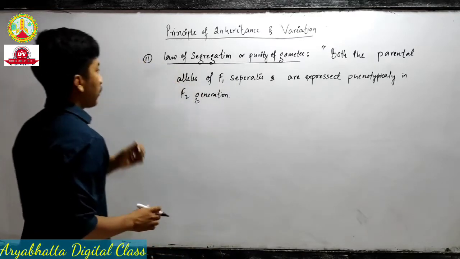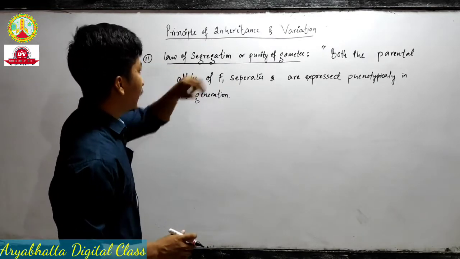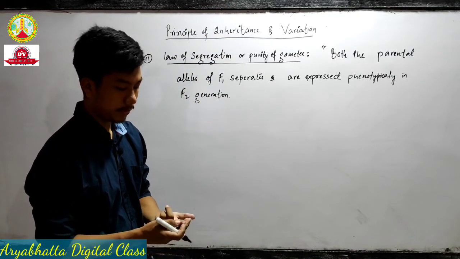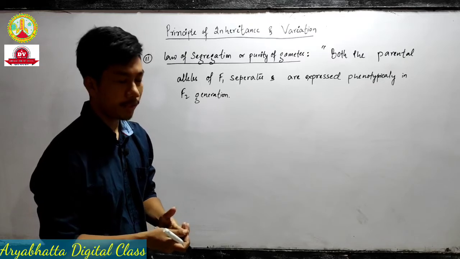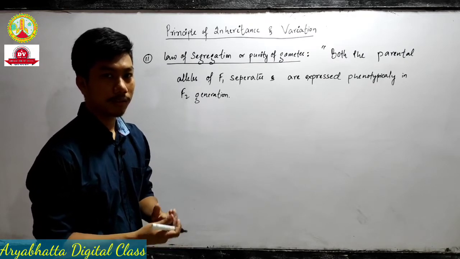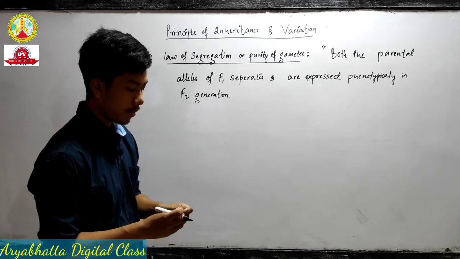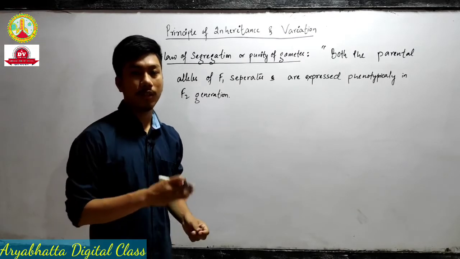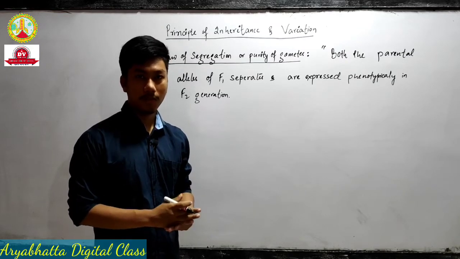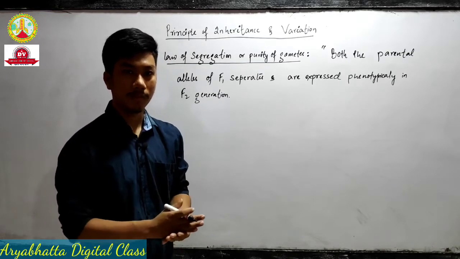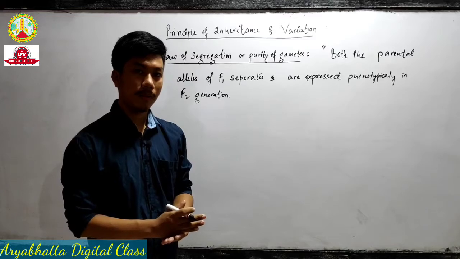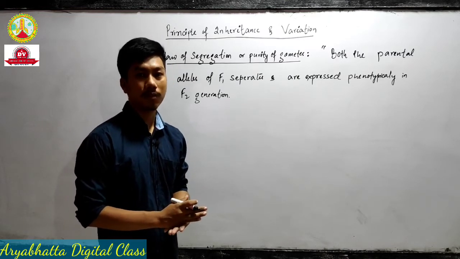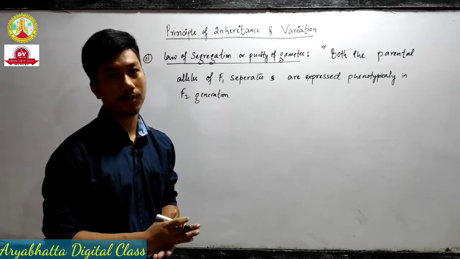So what happened in this case? Both the parental alleles of F1 separate when we do selfing. When the first cross is made, the F1 result that we get, if we make that selfing, if we cross that F1 with the same parents, the result we get would be different, and we need to find out the phenotypic ratio and genotypic ratio. We will see.